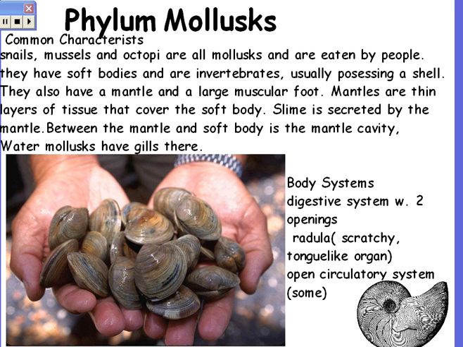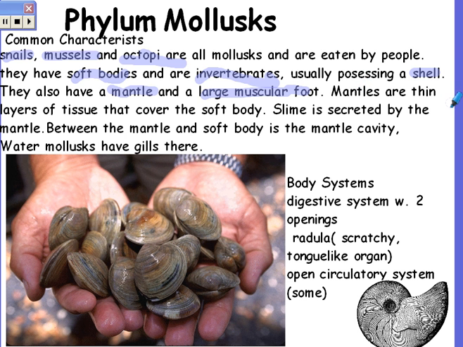So, phylum mollusks. These include snails, mussels, and octopi. Now, we eat all of those, but there are a few that we are going to make ourselves familiar with that we don't actually eat. They are all soft-bodied and are invertebrates. They usually possess a shell, but we know that octopi don't. They also have a mantle and a large muscular foot of some sort.